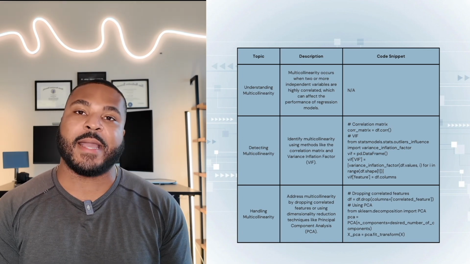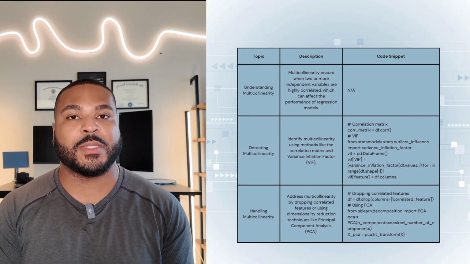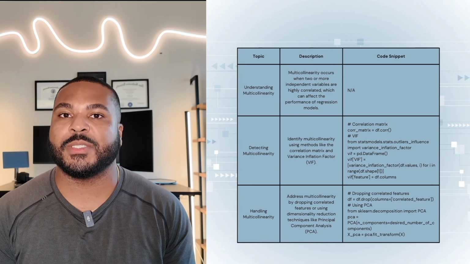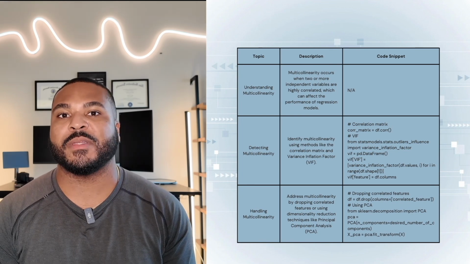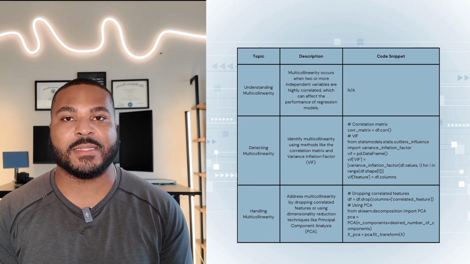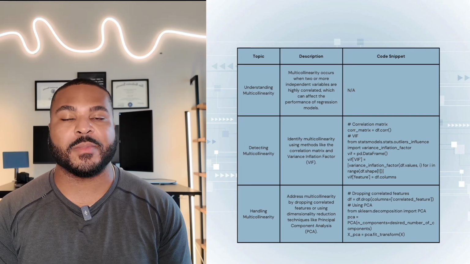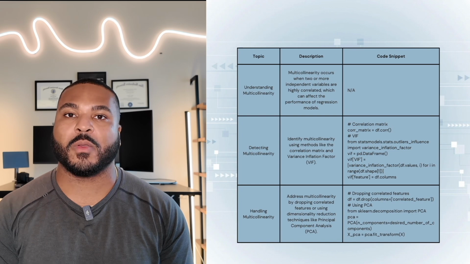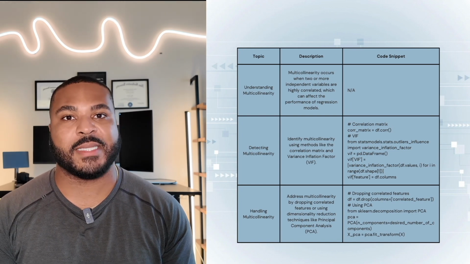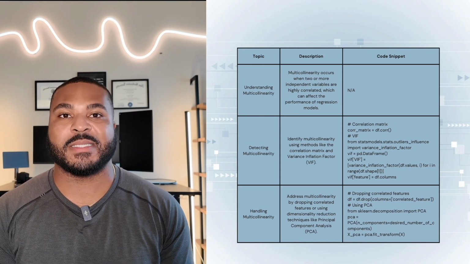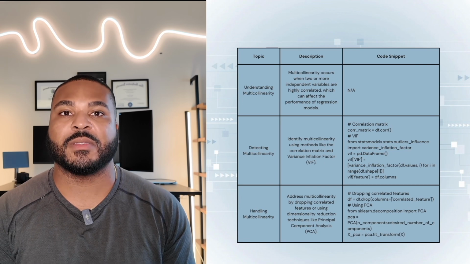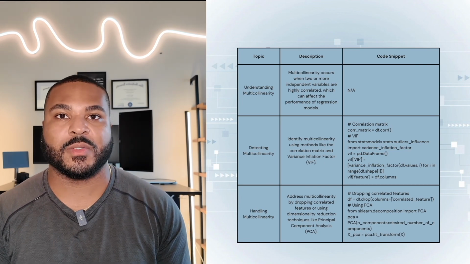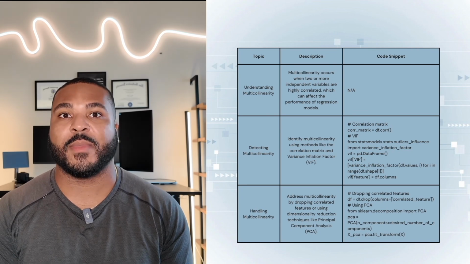All right, we've identified multicollinearity. What's next? Now you need to address it to ensure the stability and reliability of your regression models. There are two common approaches you can use: dropping the correlated features and using dimensionality reduction techniques like principal component analysis, or PCA. So the first option, dropping correlated features, is one way to handle multicollinearity. And basically, you drop one of the correlated features from the data set.